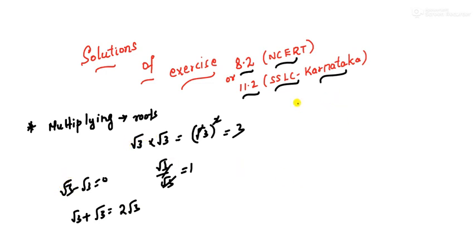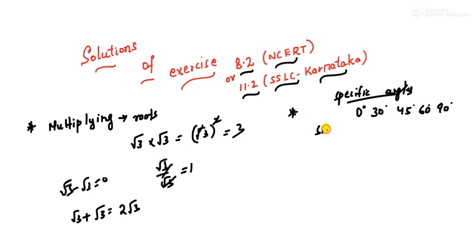First thing. Second thing is you should be aware of the values of specific angles. What are they? Yes, 0 degree, 30 degree, 45 degree, 60 degree and 90 degree. Mainly of sine, cos and tan. Okay, what is sine 0? 0, 1 by 2, 1 by root 2, root 3 by 2 and 1.